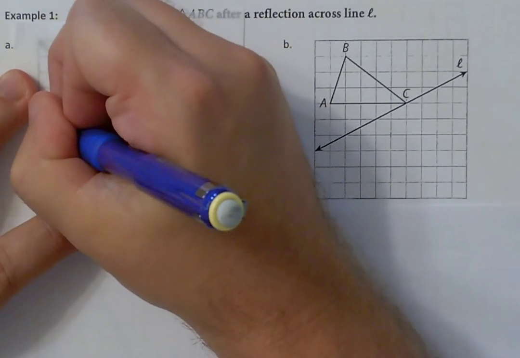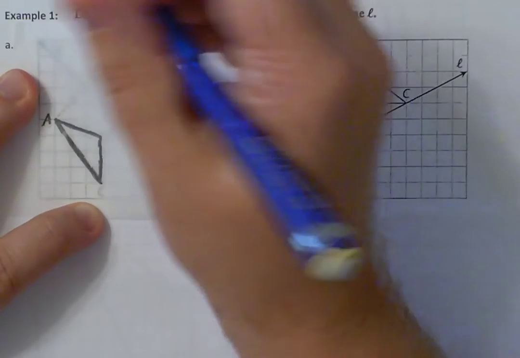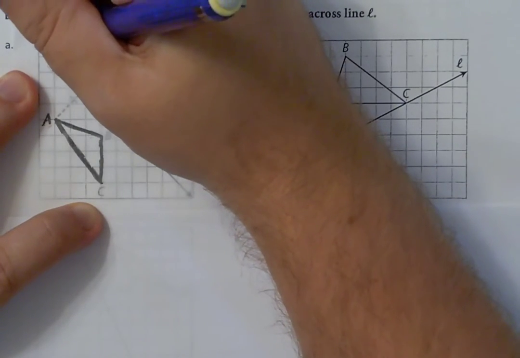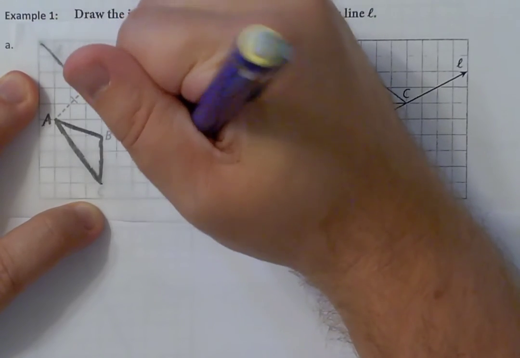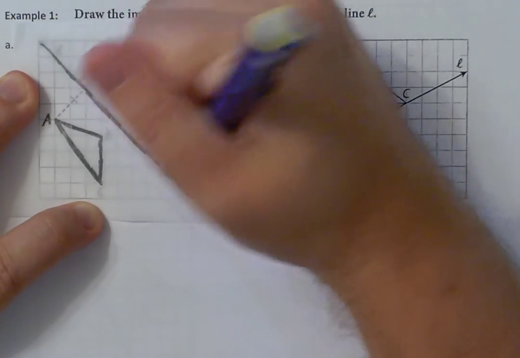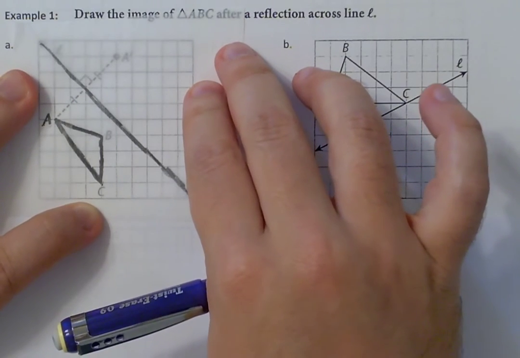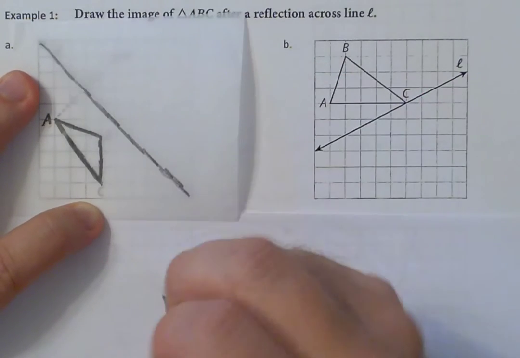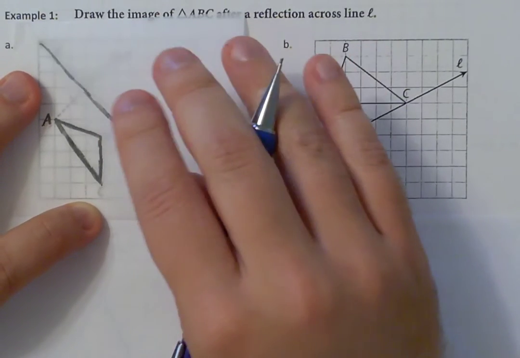Go through and mark where A is, so you at least know where a point is going to end up. And then you need to trace the line that they want you to reflect over. Okay, if I trace the line that I reflect over, just like I did there, it doesn't have to be really pressed in. That's going to give us our starting point.